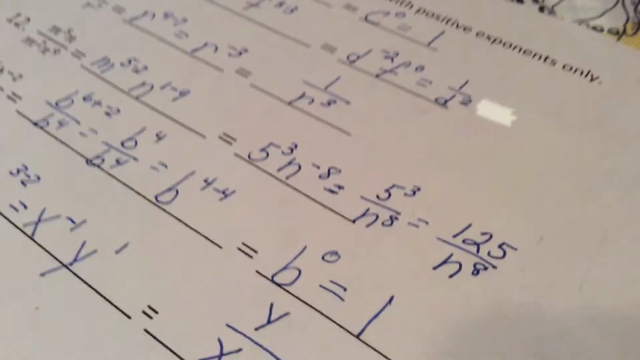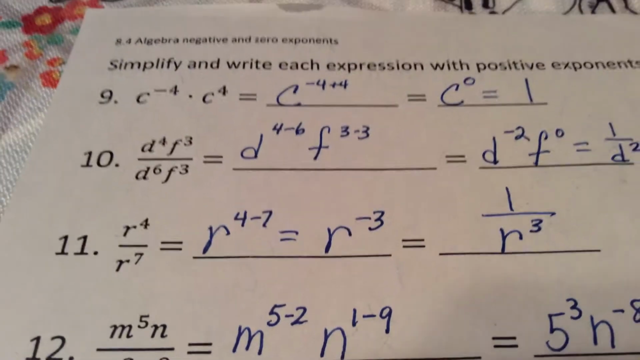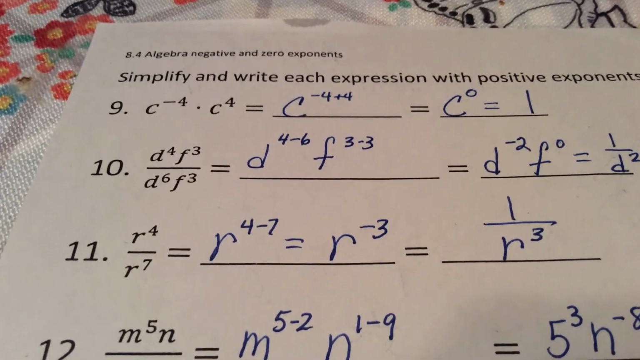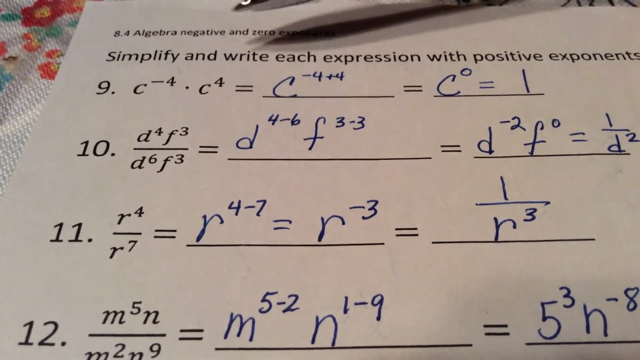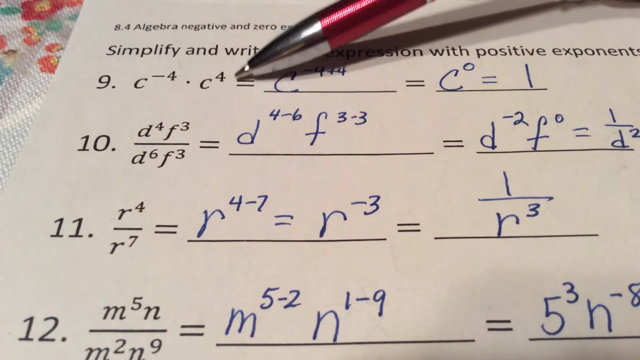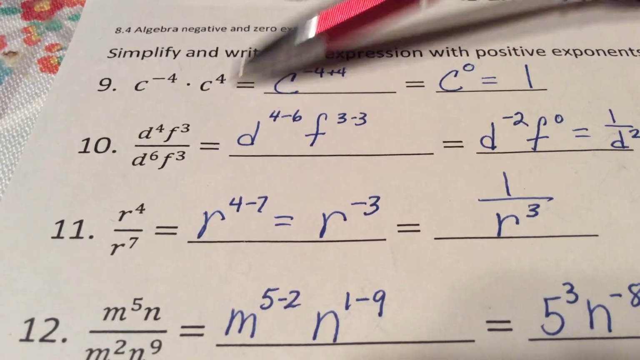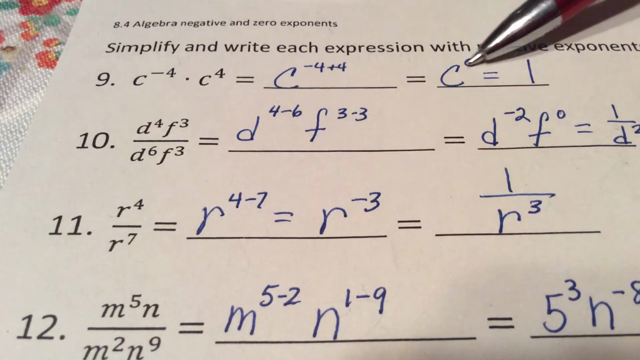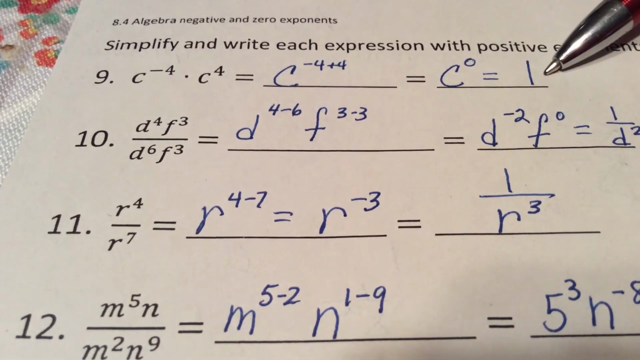Okay, now we're going to do a couple on the back. On this one right here, on number 9, this is multiplied, so we're going to add. Negative 4 plus 4 is c to the 0 power, which is 1.